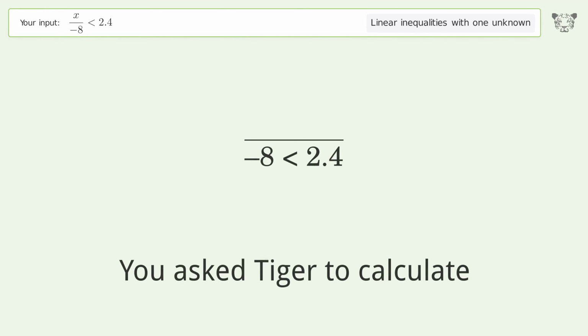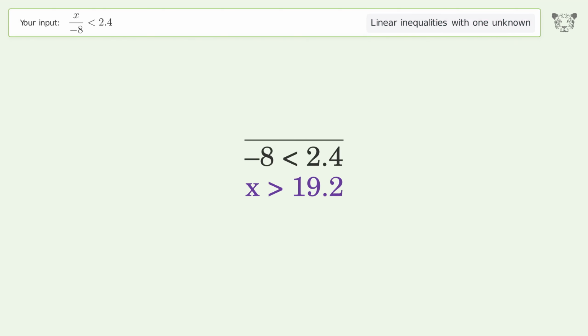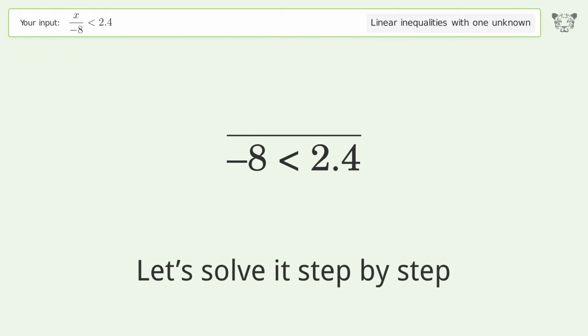You ask Tiger to calculate. This deals with linear inequalities with one unknown. The final result is x greater than negative 19.2. Let's solve it step by step.